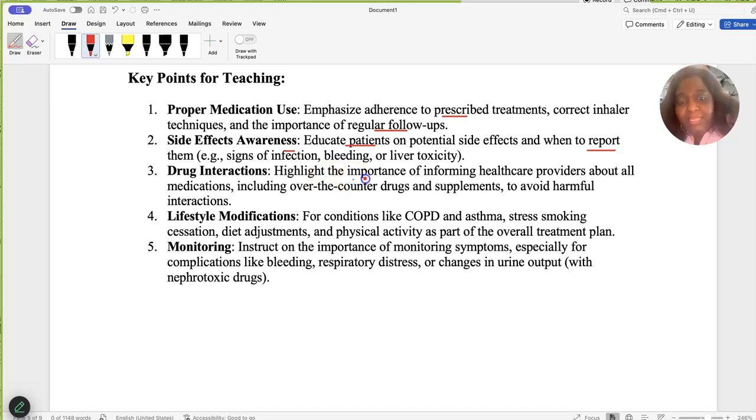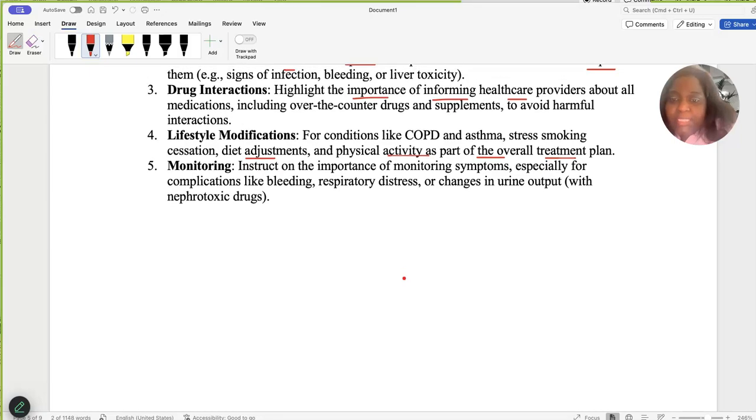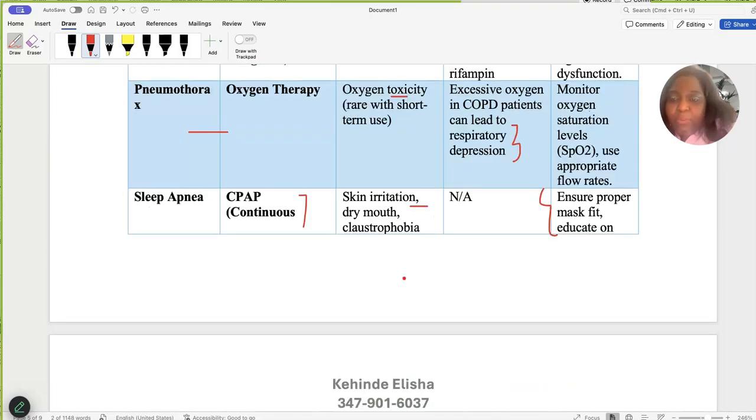Drug interactions: highlight the importance of informing healthcare providers about all medications, including over-the-counter drugs and supplements, to avoid harmful interactions. Lifestyle modifications for conditions like COPD and asthma: stress management, smoking cessation, diet adjustment, and physical activity as part of the overall treatment plan. Monitoring: instruct the patient on the importance of monitoring symptoms, especially for complications like bleeding, respiratory distress, or changes in urine output with nephrotoxic drugs.